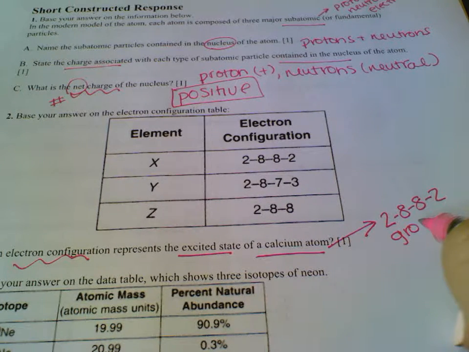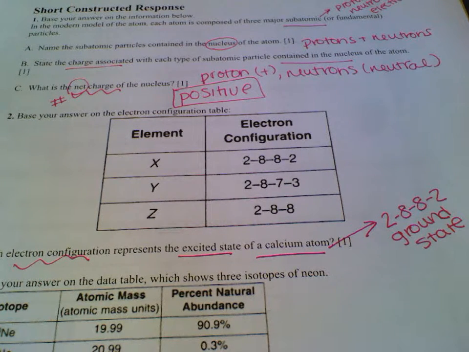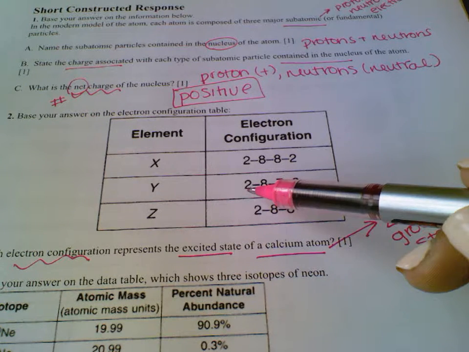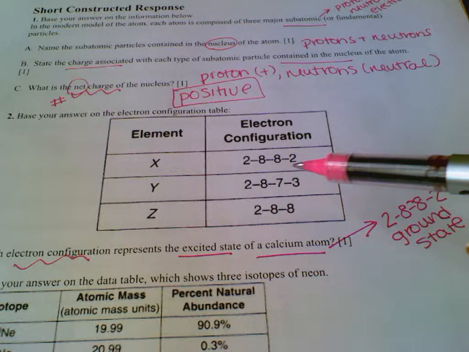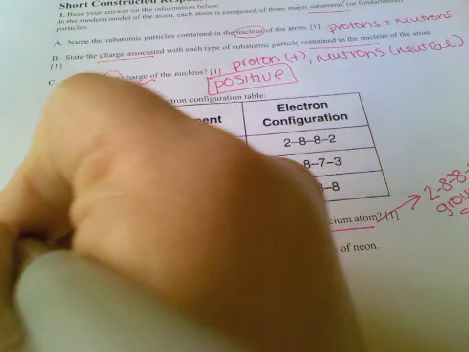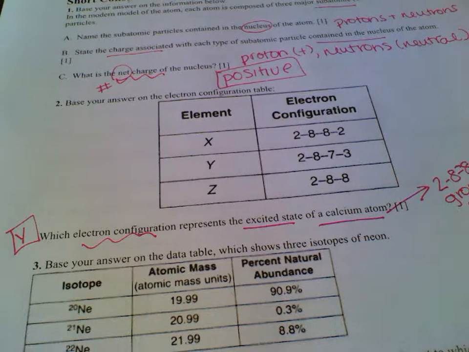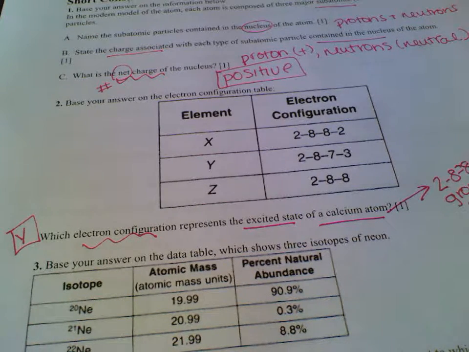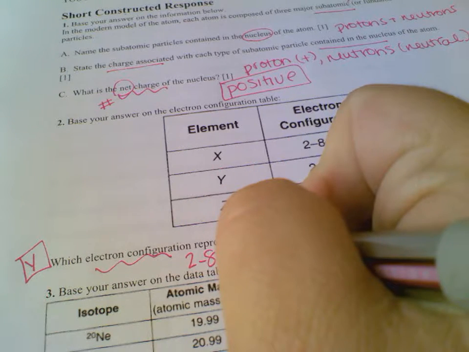So they want excited. So I have to move them, but I don't want any extra or any less. So here I like this 2-8-7-3 because I still have exactly 20 electrons, but I moved them. The one from here jumped up to there. So the answer to this one, I'm going to write it over here, would be element Y. Or you could tell them 2-8-7-3. Actually, you should probably say that. 2-8-7-3. Boom.